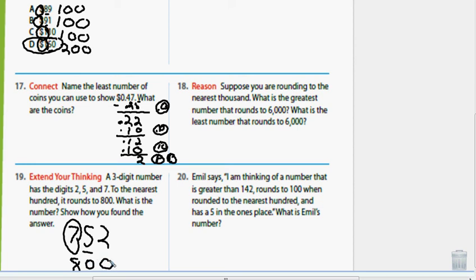The last question, 20, I'll read to you. Emily says, I am thinking of a number that is greater than 142, rounds to 100 when rounded to the nearest 100, and has a 5 in the ones place. What is Emily's number? And go ahead and work that one on your own. There's only one number that'll work that meets all those criteria right there.